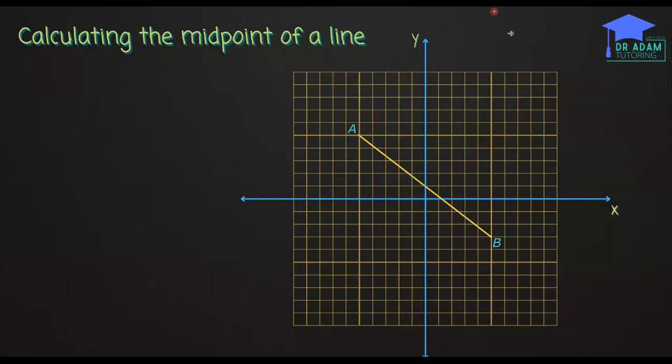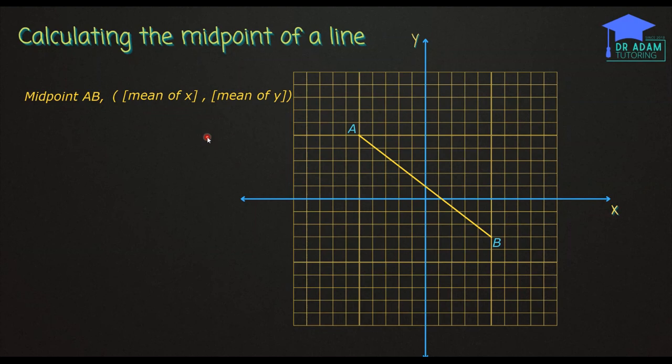So if we take this line AB, the midpoint can be calculated separately for x and for y. So if we consider the midpoint to be a point for which the x-coordinate is the mean value of the x-coordinates of A and B, and whose y-coordinate is the mean value of the y-coordinates of A and B.